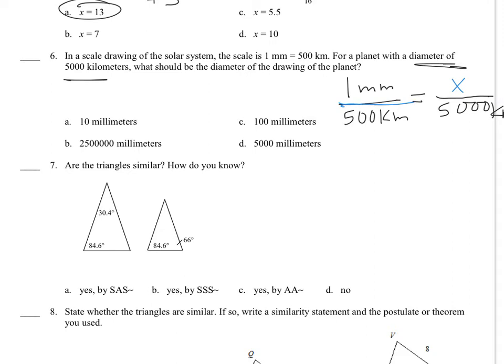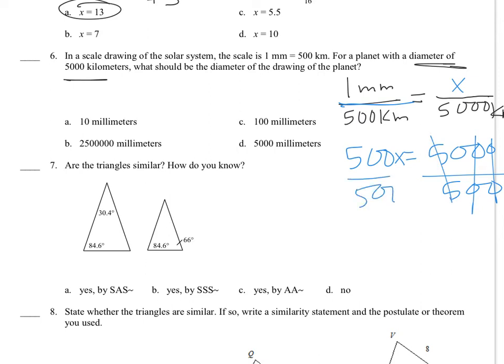Again, I want to get rid of this division. So I multiply by 500. And I multiply by x. And I multiply by 5,000. And then I divide by 500, and then I can get rid of those zeros. Get rid of the 5, and then x, because I divide by 500, x would be equal to 10. So 10 millimeters. Again, 10 millimeters should be what the diameter is.